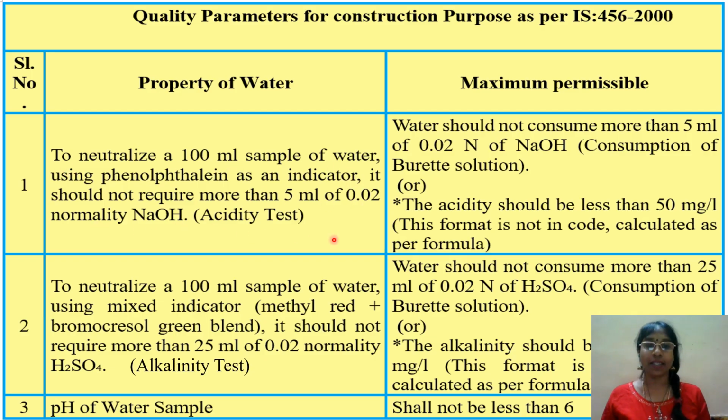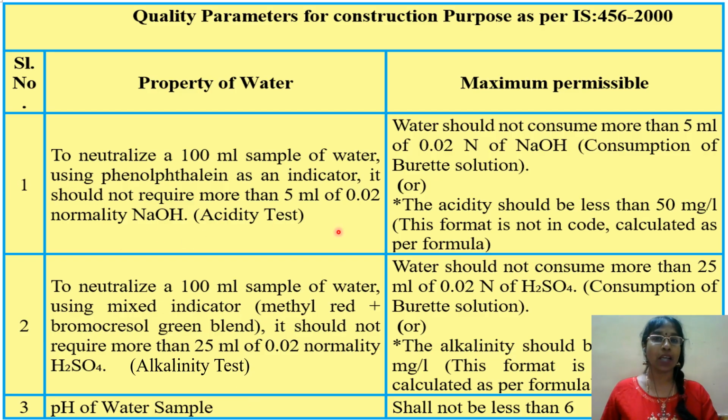So this test is the acidity test. This word will not be there in the code, whereas the second test is the alkalinity test. The third one is pH of the sample. Other than this, we have some of the solids. We'll see in the next slide.